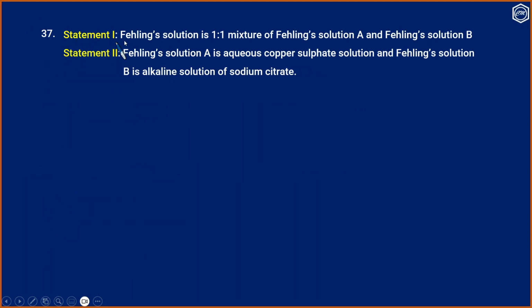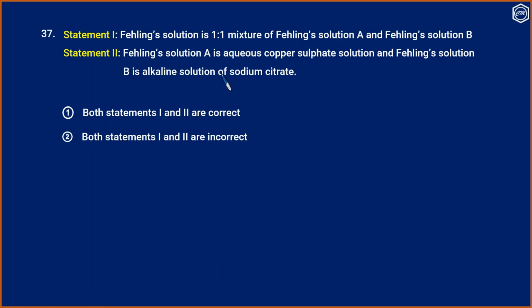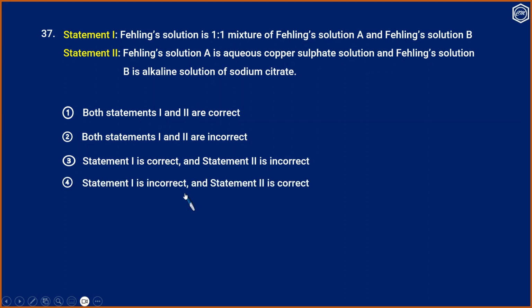Statement 1: Fehling's solution is a 1:1 mixture of Fehling's solution A and Fehling's solution B. Statement 2: Fehling's solution A is aqueous copper sulfate solution and Fehling's solution B is alkaline solution of sodium citrate. The options: both statements 1 and 2 are correct; both are incorrect; statement 1 is correct and statement 2 is incorrect; statement 1 is incorrect and statement 2 is correct.